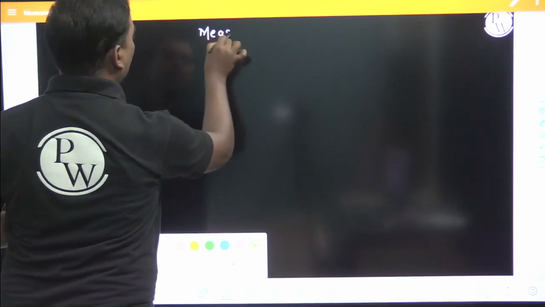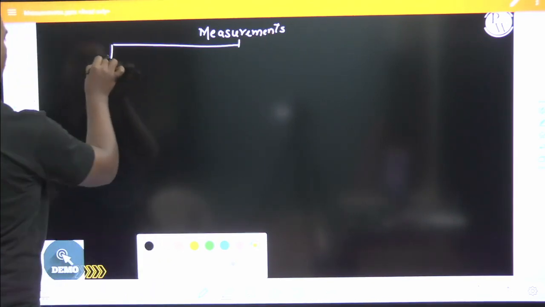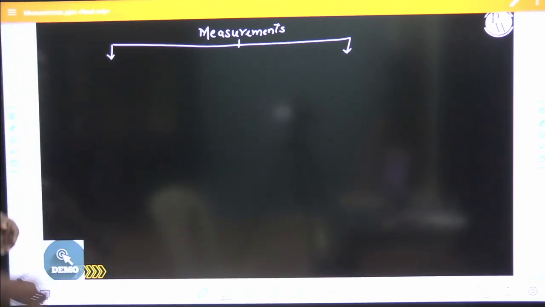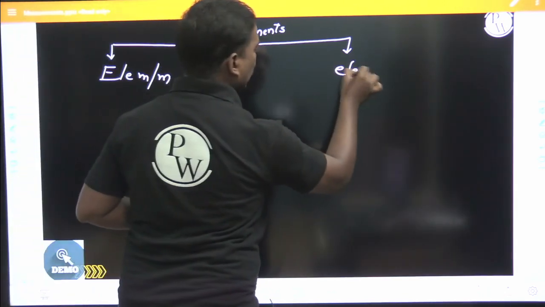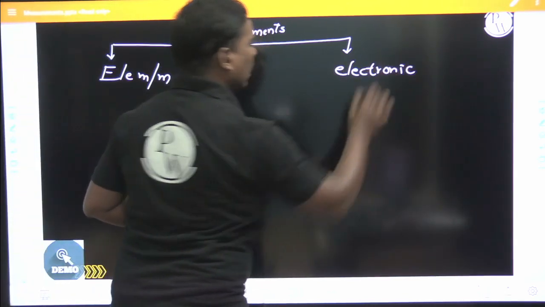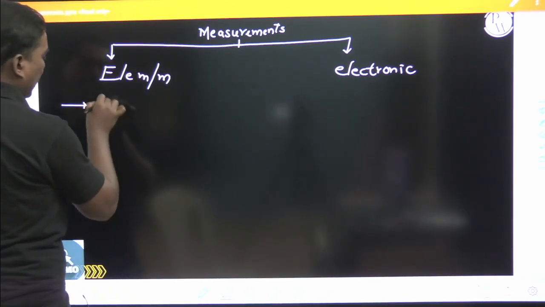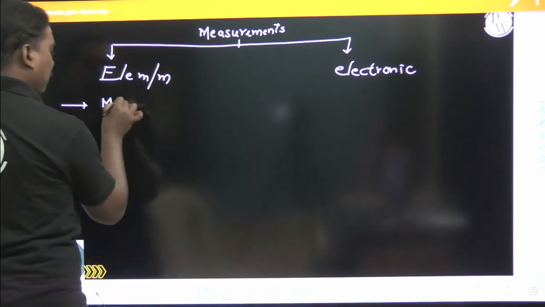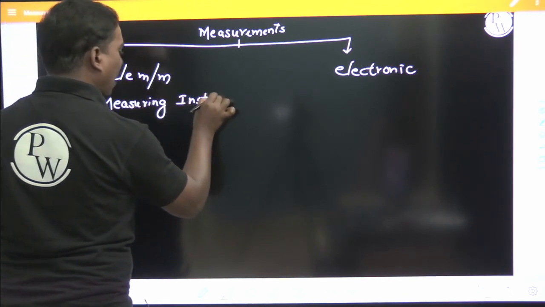So, the measurements is categorized as majorly two parts, electrical measurements as well as electronic measurements. Under the electrical measurements, we are going to have first measuring instruments. MI stands for measuring instruments. Of course, we are having the bunch of instruments under the measuring instruments. I will give you the list.